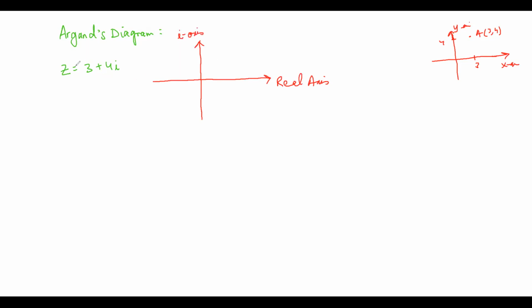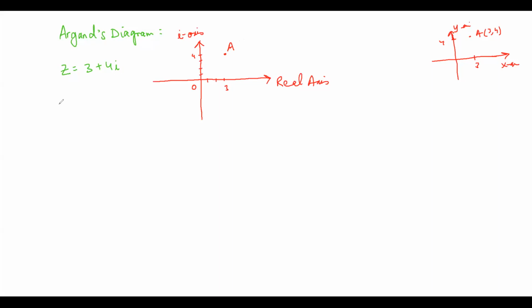Now, when you have this complex number z, which is 3 plus 4 iota, this is going to be 1, 2, 3 over here, and this is 1, 2, 3, 4 over here. So this would be marked over here as a point A or B or C, whatever you want. So the point A is representing the complex number z.